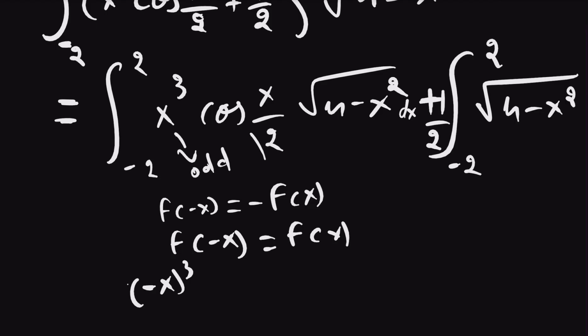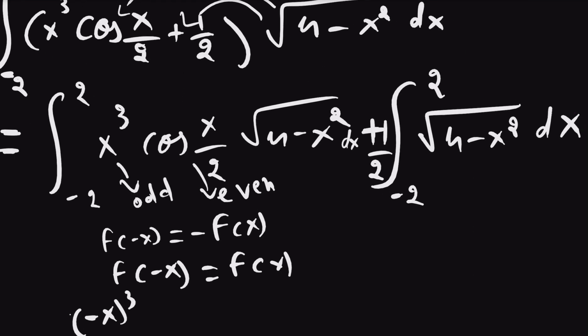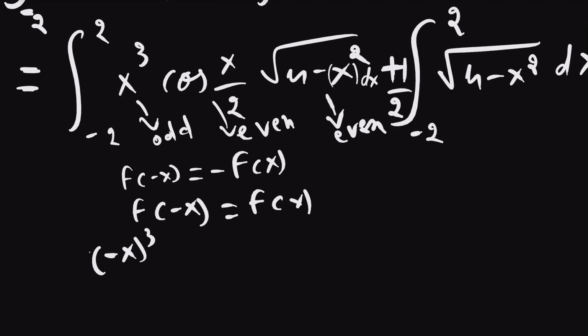Cosine of x over 2 is an even function, since cosine of -x over 2 is the same thing as cosine of x over 2. Then the square root of 4 minus x squared is also even, since if you have -x squared inside the parentheses here, if you add a negative, it will still yield the same outcome since it's being squared. So what you have is an odd function times an even function times an even function.